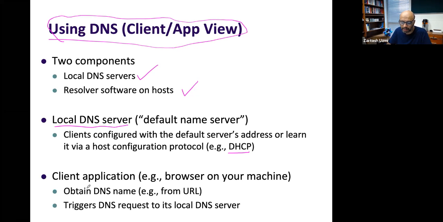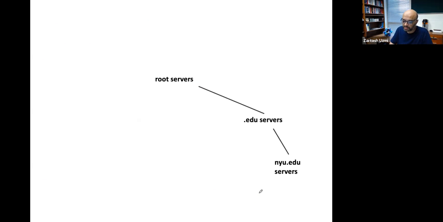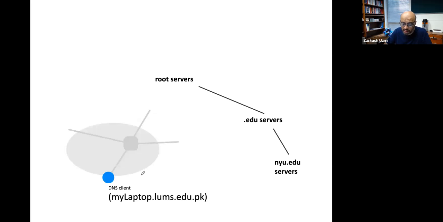So the client application, for example, the browser on your machine, obtains the DNS name, for example, from the URL, वो DNS name निकालेगा and triggers the DNS request to the local DNS server. To exemplify that, let's consider the example here. Okay. We have the root servers, edu servers, TLD server, and then nyu.edu server, New York University का कोई server है. So let's say I am sitting on LUMS campus. This is LUMS campus here, and I'm sitting on LUMS campus.